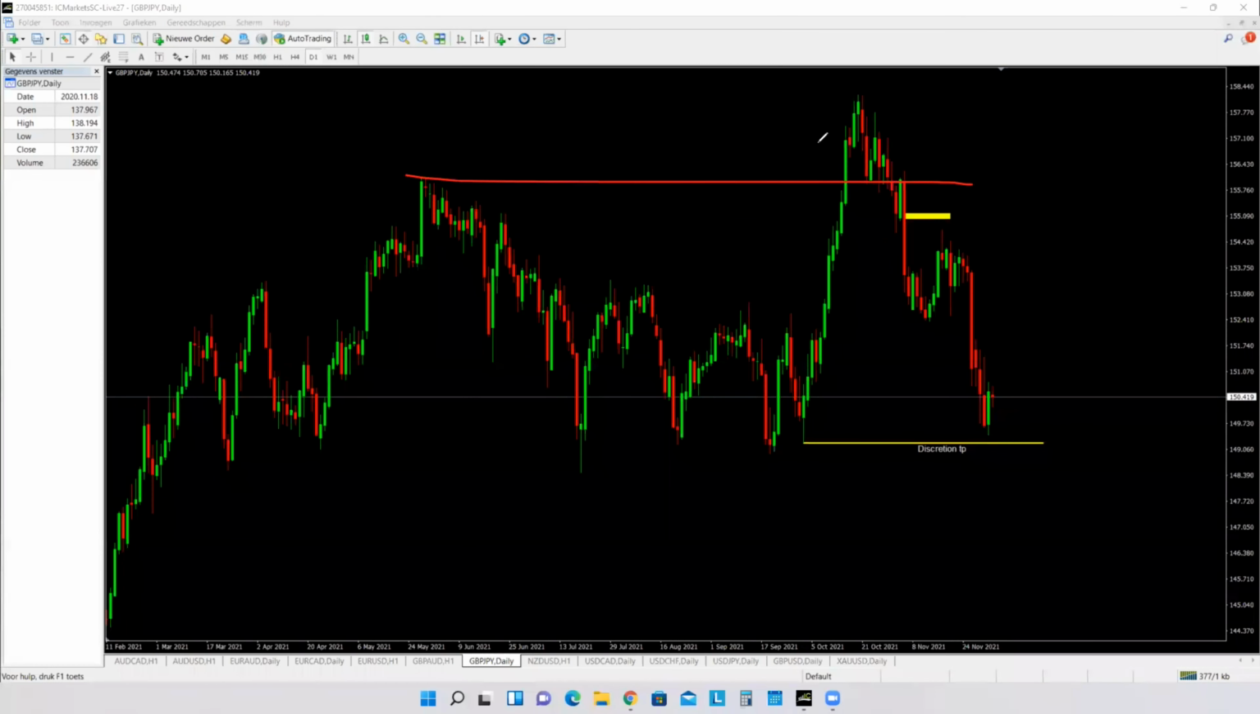So after we got the false break, my mechanical setup triggered twice to get a short in. So I shorted twice. I always follow the plan. And because of the confluence of the false break and the range low, I risked even more on those 2 trades. And I don't recommend that to beginners.